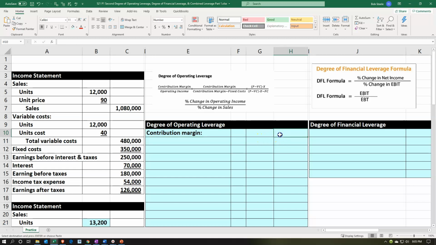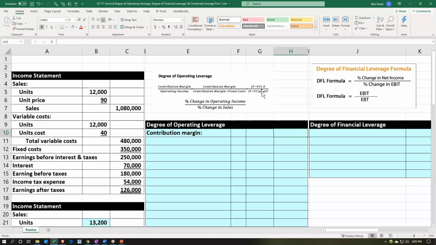I could just subtract these two numbers out because we already have them here, which would be the sales minus the variable costs on the totals. But we're going to do it the way that it's given in the formula here. So we should get to that 600,000, which will be this format, subtracting the price per share minus the variable cost per share times the units.